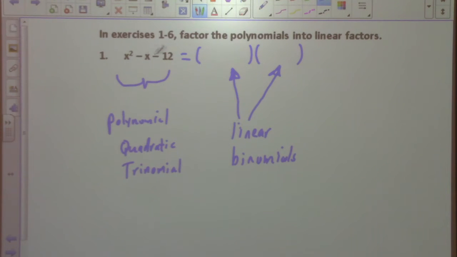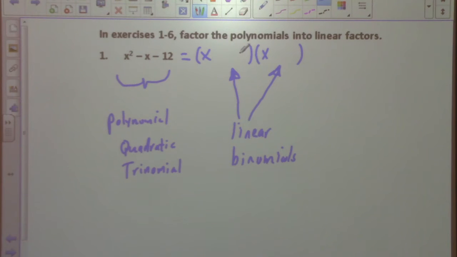And so how would you find the linear factors of this guy right here? Math. You can figure out what multiplies together to get 12 and adds together to get... All right, so Emily was saying, and you can correct me if I'm wrong, Emily, what two numbers when multiplied together equal negative 12, but when added together equal negative 1? Was that what you meant to say? Okay, great.